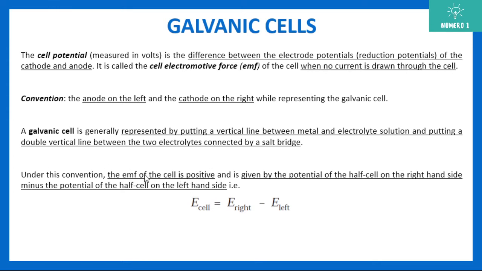Okay, if this is the scenario, the EMF of the cell is positive and is given by the potential of the half cell on the right hand side minus the potential of the half cell on the left hand side. So simply E cell is equal to E right minus E left, that is electrode potential on the right hand side minus electrode potential on the left hand side. So this is your E cell potential. E cell is equal to E right minus E left. Very important. Please note it down.